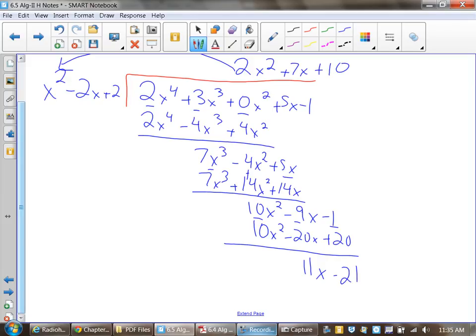Now, that's a remainder. Do you agree? There's nothing left for me to drop down. So since that's the remainder, I take that as the fractional amount. My final answer would be 2x squared plus 7x plus 10. Is that 11x positive or negative? Positive, so I write plus 11x minus 21 over x squared minus 2x plus 2.